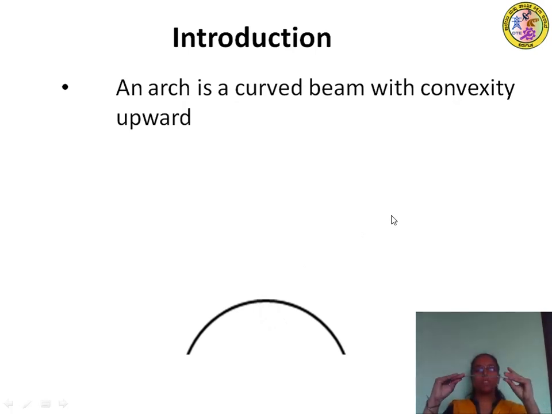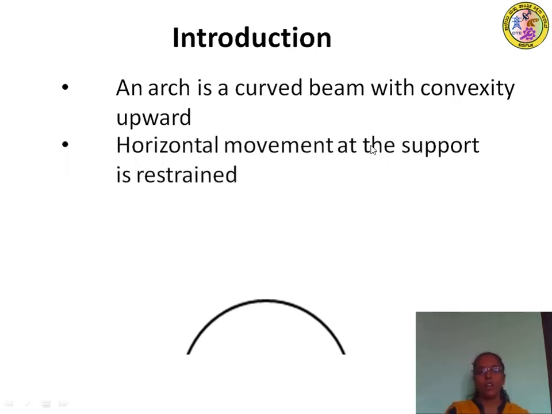To keep this arch in this position, you have to apply force in the horizontal direction. You have to push it in both directions so that it retains its shape. That's why the horizontal movement at the support is restrained. At these points, which are the supports, the movement of the arch is restrained or restricted. Why it is restricted is because we have these reaction components, therefore the horizontal movement of the arch is restrained.